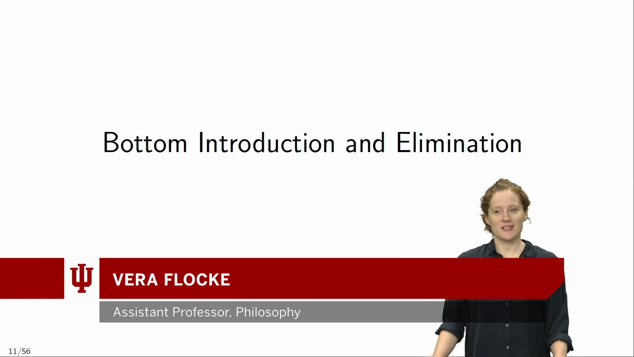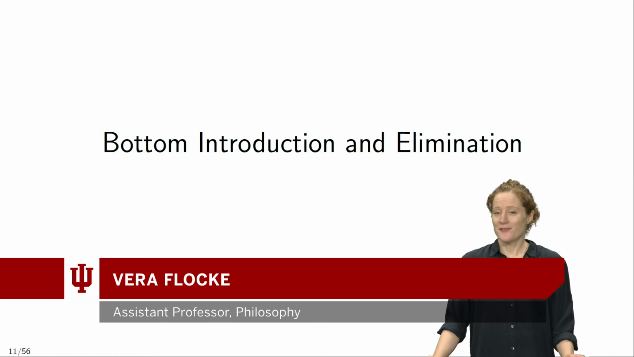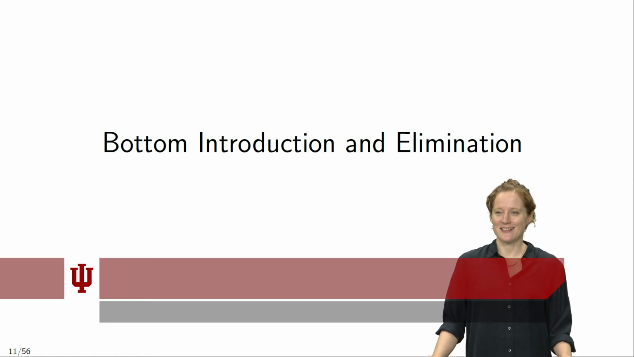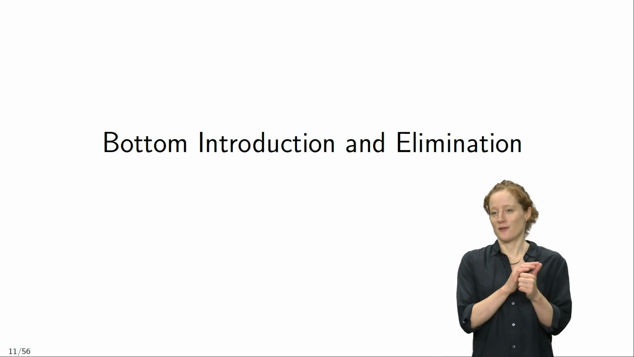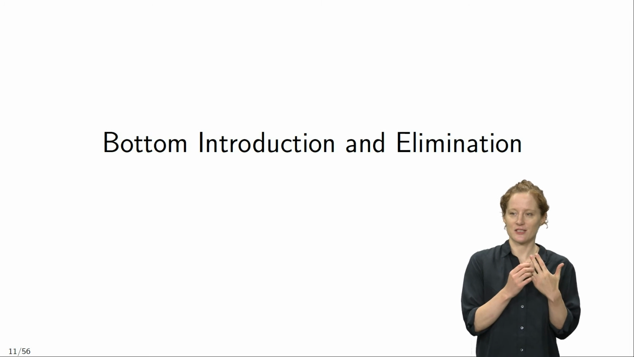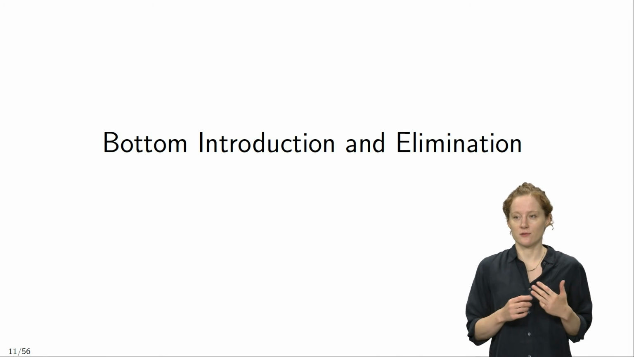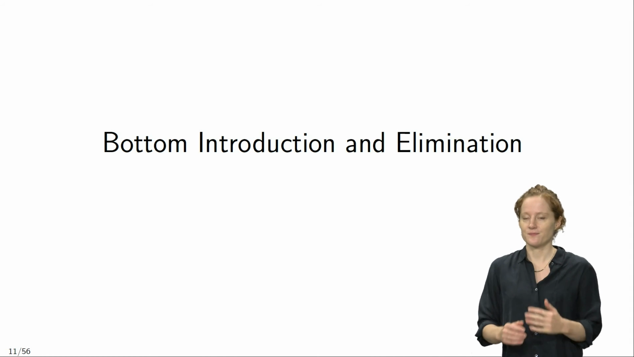So we have introduction and elimination rules for each one of our 5 Boolean connectives. So far, we have introduced the introduction and elimination rules for the conjunction, the conditional, the biconditional, and the disjunction. So what's missing are the introduction and elimination rules for the negation sign.